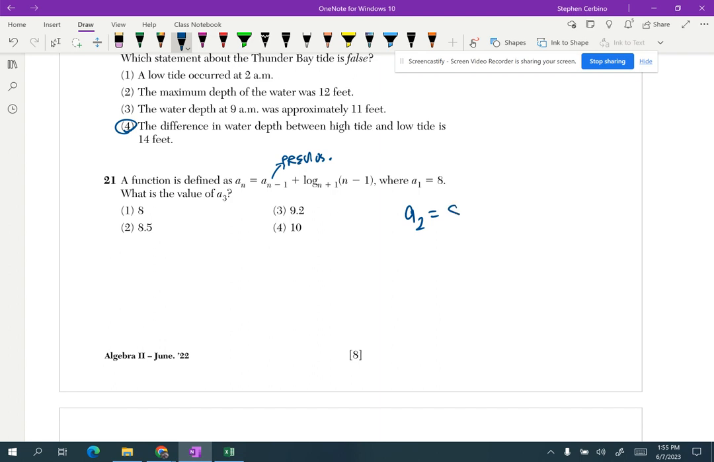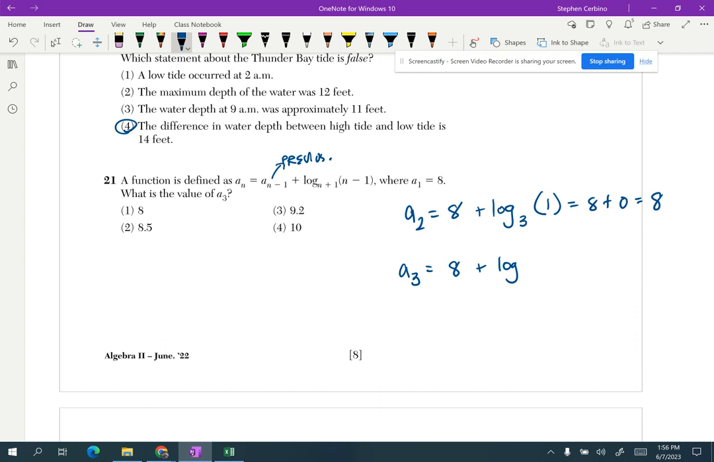All right, so that would be 8 plus log. And instead of n plus 1, well, if n is 2, this is log base 3 of n minus 1. Well, instead of n, I'm going to put 2. 2 minus 1 is 1. Log base 3 of 1, if you type into your calculator, is just 0. So this is 8 plus 0, which is 8. That's the second term.